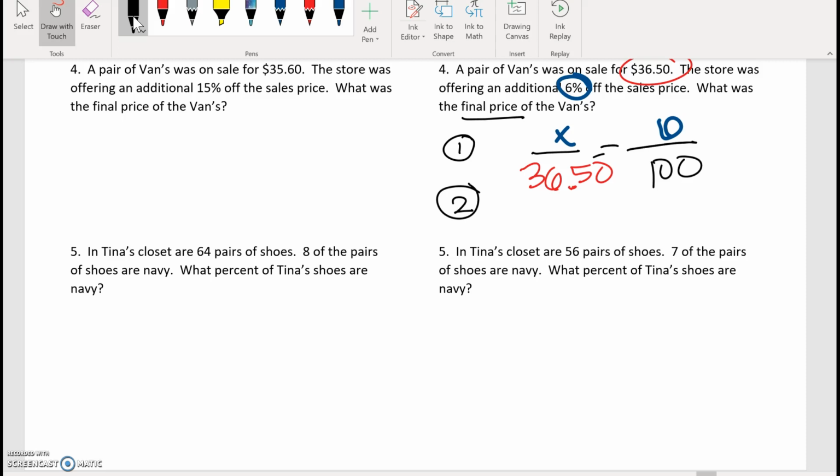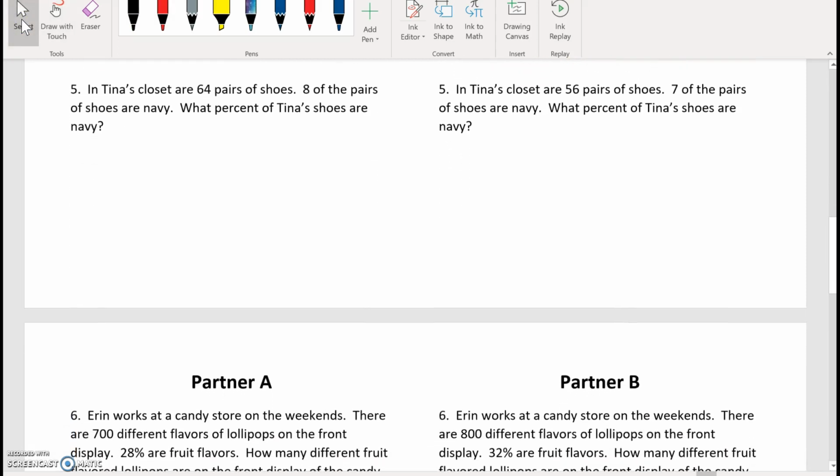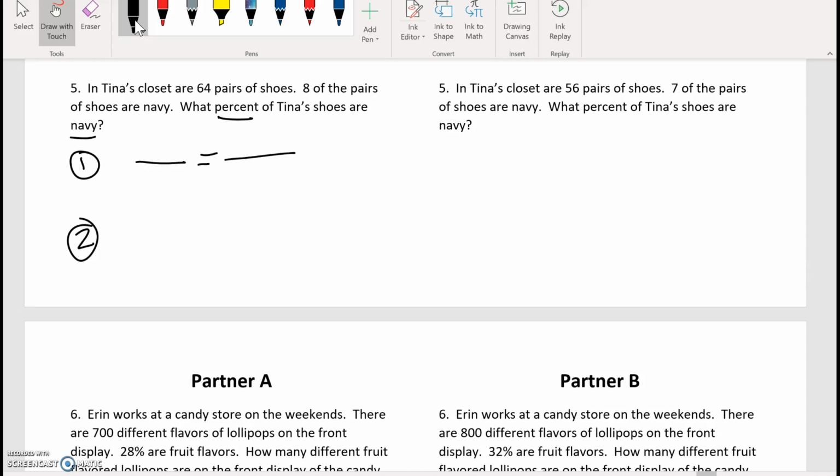Okay, let's move on to problem number 5. And we will come back to problems 1 and 3, but we're going to do number 5 next. So it says, in Tina's closet, there's 64 pairs of shoes. 8 of the pairs are navy. What percent are navy? So I'm looking for the percent of navy, right? So step 1, step 2, and I don't know the percent this time, guys. So I'm going to go ahead and put my X there.